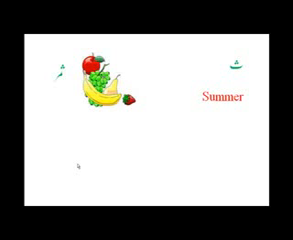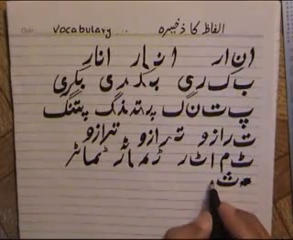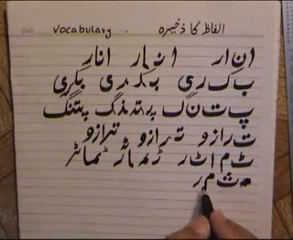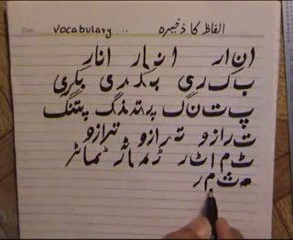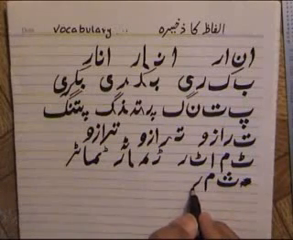Say summer, fruits. Say summer, say some, then meem, and then re, summer. So say, meem, they are connectors, and re is non-connector.